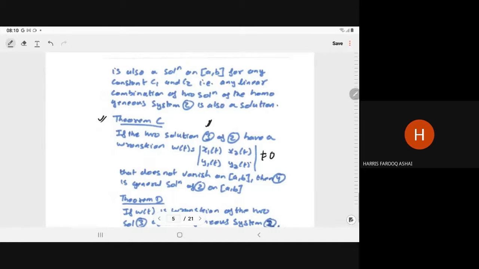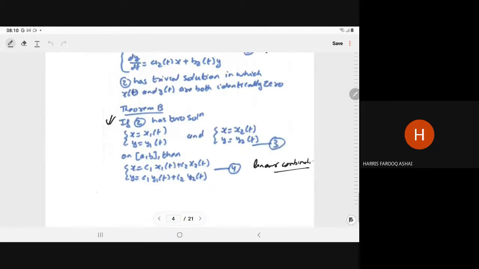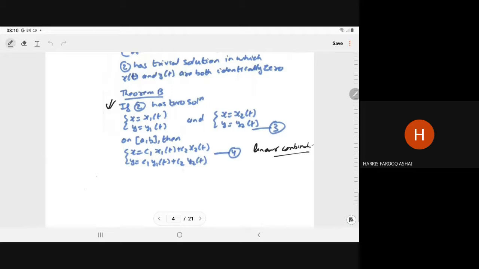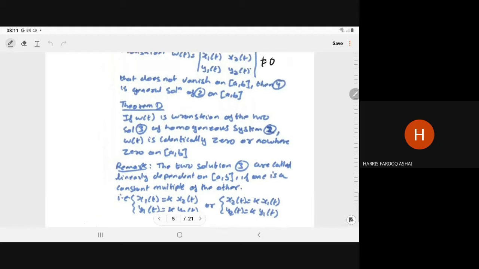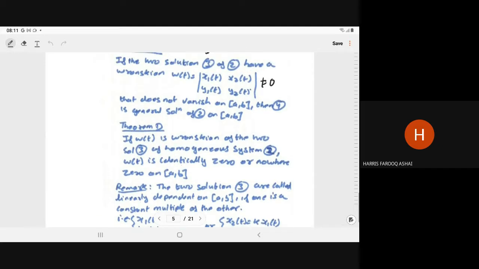Then the fourth is the general solution. At that time we say this fourth will be the general solution. If the Wronskian is not equal to 0, then this implies that this is the general solution. Otherwise it is only a solution; the linear combination is only a solution. If the Wronskian is non-zero, then we say it is the general solution.